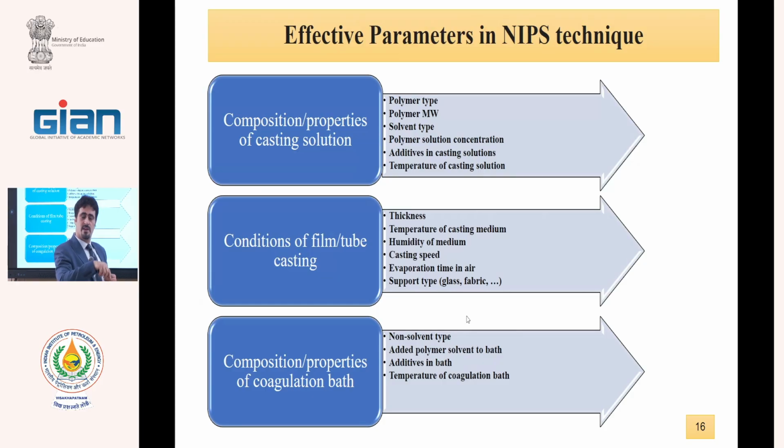And the type of the fabric, non-woven fabric, is also important. The non-woven fabric density, pore size is very important. In the coagulation bath, the non-solvent type, added polymer solvent to bath. We can add 5% the solvent to the non-solvent. With addition of the solvent to the non-solvent, the exchange rate decreases.